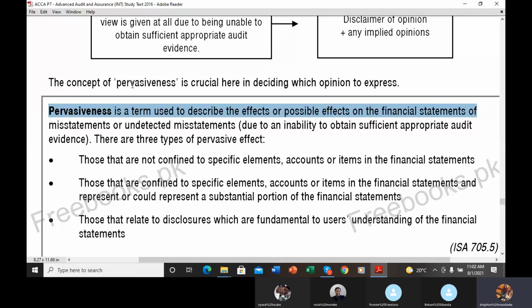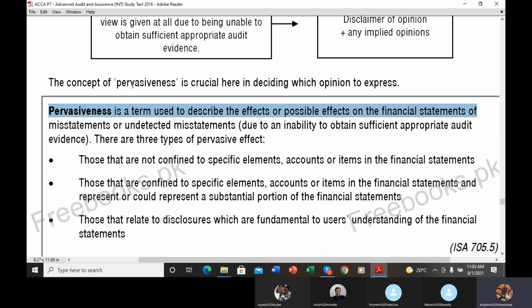Some of the matters can be only material to the financial statements. Some of the matters can be both material and pervasive. The word pervasive is the term used to describe the possible effects on the financial statements of misstatements or undetected misstatements. So pervasive means we are talking about the seriousness of the matter. If the matter is both material and pervasive, it is so serious that it can seriously misstate the financial statements as a whole. These are matters which do not affect certain elements of the financial statements, but the whole set of the financial statements.